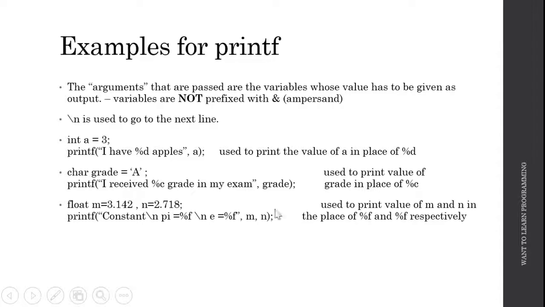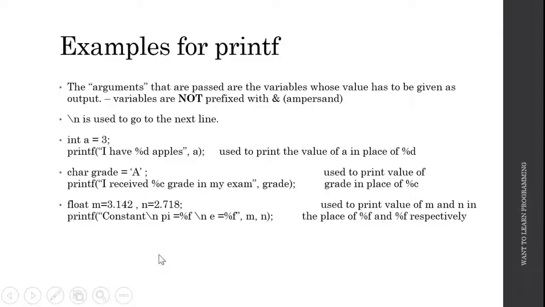Here we are passing multiple variables inside a printf statement. For example, we have floats m equal to 3.14 and n equal to 2.718. So if you print those values, it comes as constant \n pi is equal to %f and e is equal to %f. As in the scanf statement, the m which is first in the arguments list will be attached to the first %f, and n, which is the second argument, will be attached to the second %f.